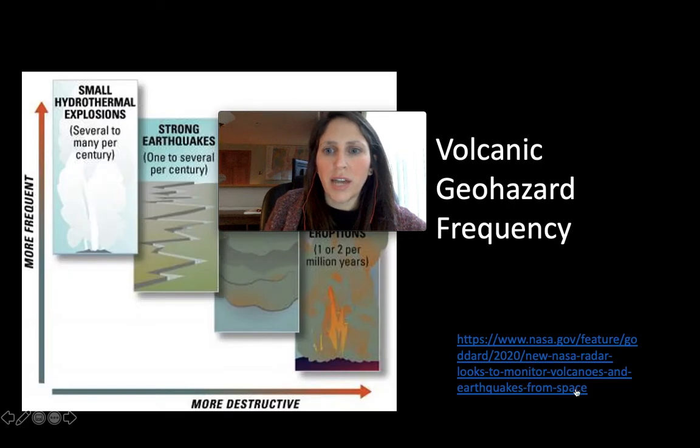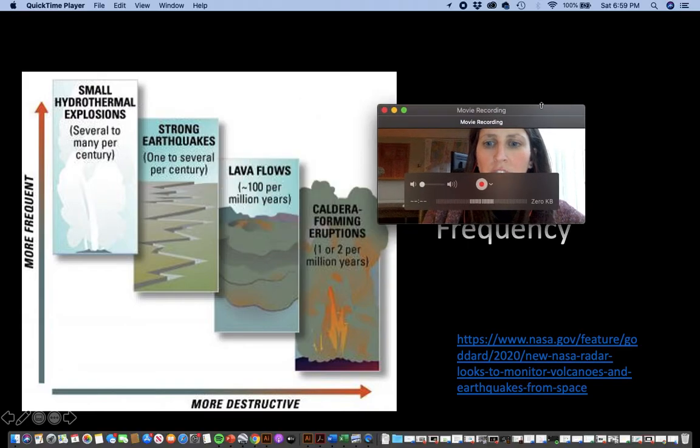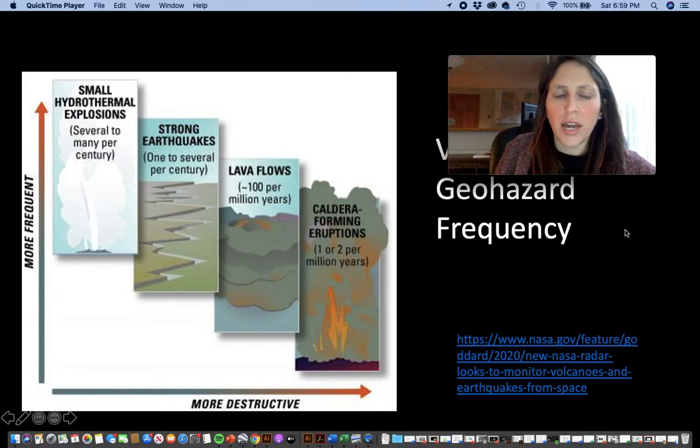So geologic hazard frequency, what can we do to mitigate geologic hazards? It's very hard to tell when a volcano will erupt. Same with earthquakes, very hard to predict. More frequently, you'll get some volcanic activity like hydrothermal explosions. So in Yellowstone, it has very frequent geyser eruptions. Okay, this is when steam is erupted from different parts of the volcanic system.